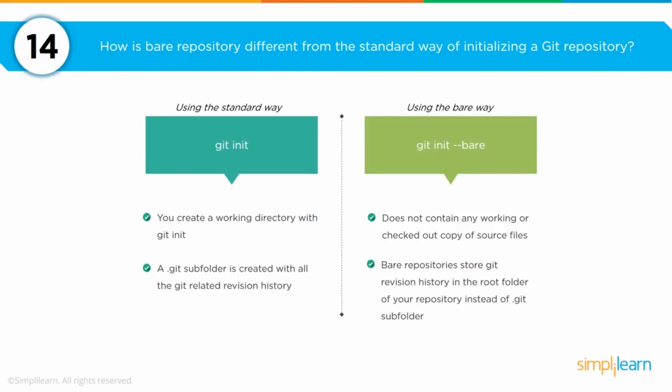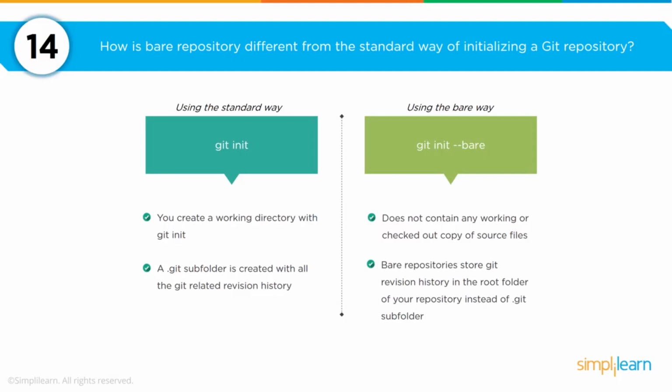So one question you may be asked is, what is the difference between a bare repository and a standard way of initializing a Git repository? Let's look at the standard way. The standard way, using git init, allows you to create a working directory, and the folder that it creates holds all the revision history related to the work that you're doing. In contrast, using the bare way, you have a different command for setting that up. It would be git init --bare, and it does not contain any working or checked out source files locally on your machine.